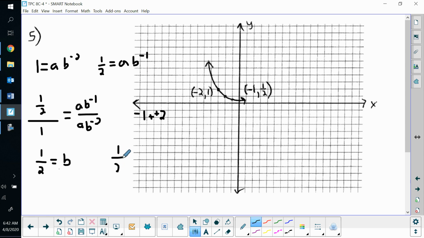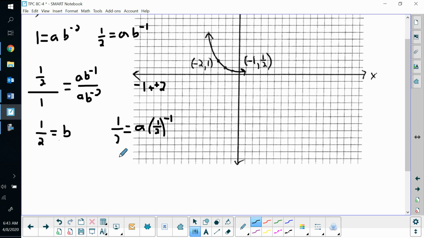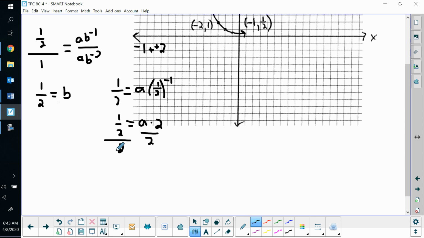So we'll have a half equals a times 1/2 to the negative 1. When you put that in your calculator, make sure you do 1/2 in parentheses raised to the negative 1, and that's going to give you 2, because it flips the fraction. We'll divide both sides by 2. When you put that in your calculator, make sure you get stuff in the fraction in the proper spots, the 1/2 all on top of the fraction, the 2 on the bottom, and we get 1/4 for a.